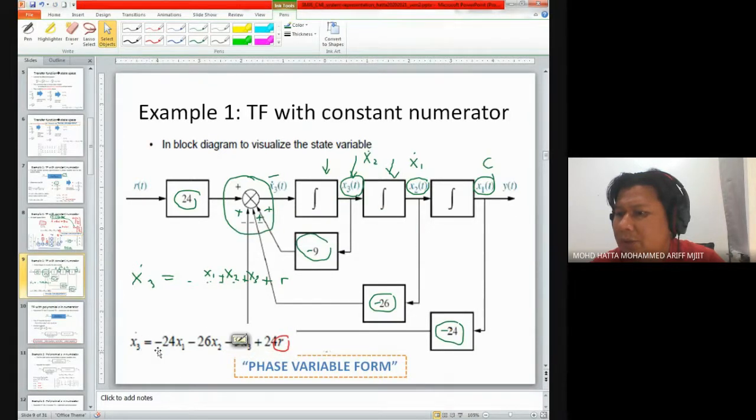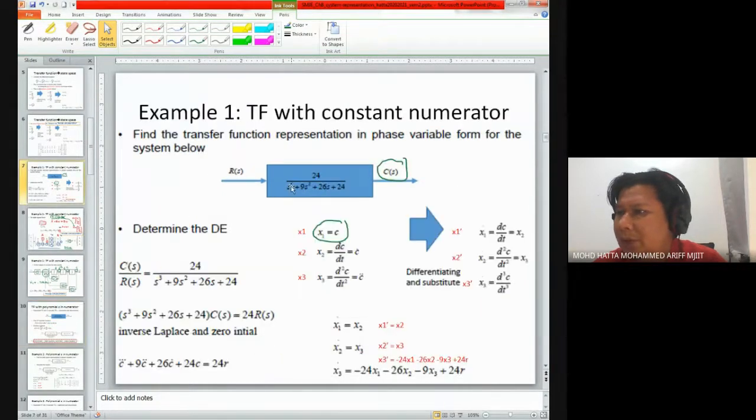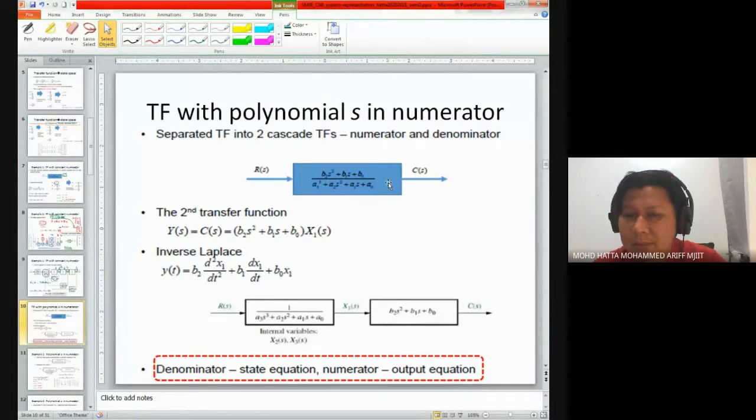Okay, we have x3 dot equals negative 24 x1, negative 26 x2, and so on. All right, that's the first one. And the second one is, what if we have a polynomial in the numerator side, meaning that before this we only have a constant over here. We have 24 located at the numerator side, and in this case we have a polynomial for our numerator element. So what if we have that kind of transfer function?